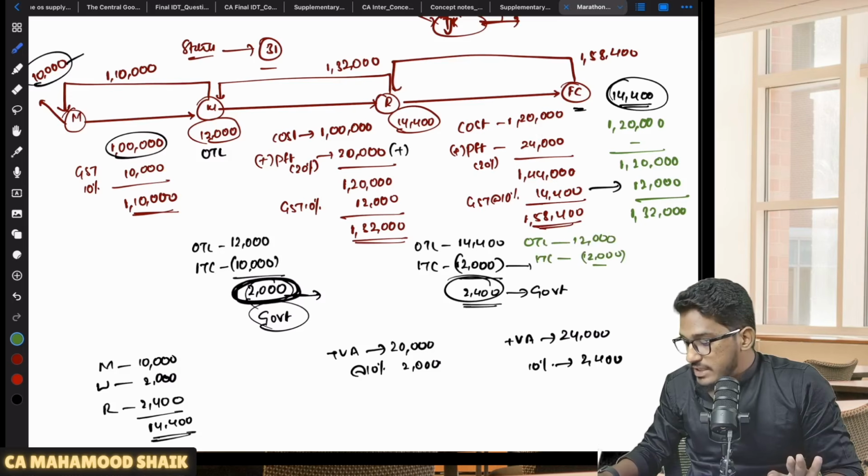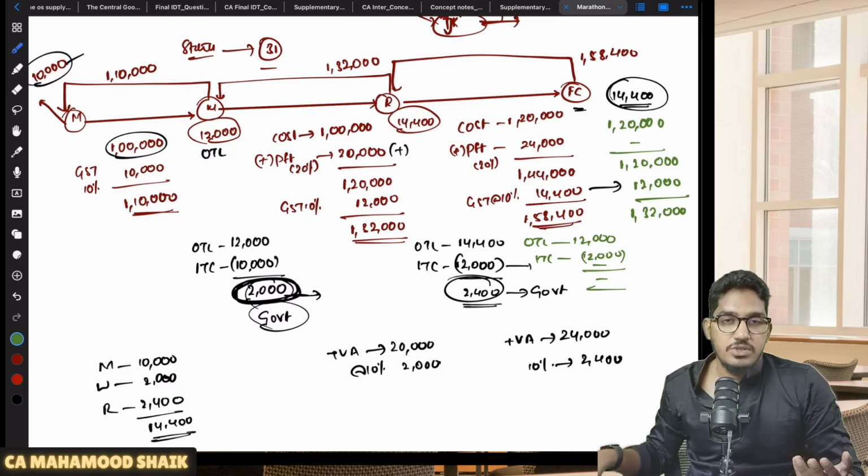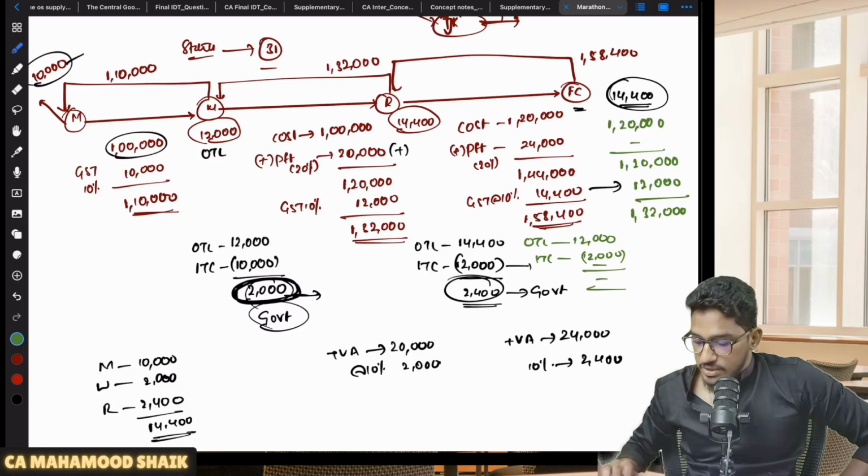Will he pay any amount of extra GST to the government? No. If you pay close attention here, there is no value addition. Since there is no value addition, there is no amount of GST which is going to be paid to the government. Understood? Right.